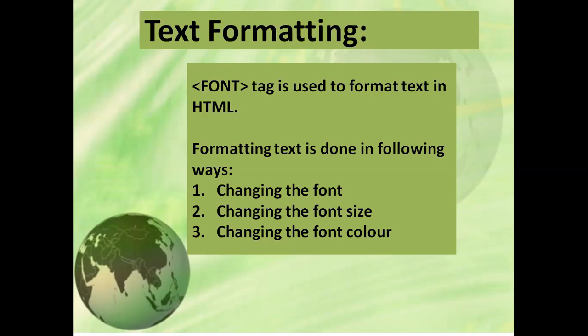Second formatting involves changing the font size. That means you can simply change the size of the font as well. Third one involves changing the font color. In that case, you can change the color of the font at the same time. So text formatting simply involves formatting the text in HTML, or changing the way a text looks. Formatting is done in three ways. First, you change the font face. Second, you change the font size. And the last one involves changing the font color.